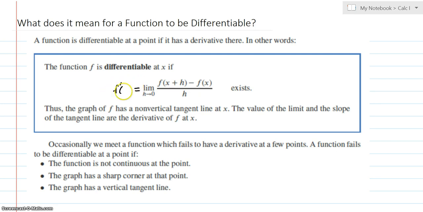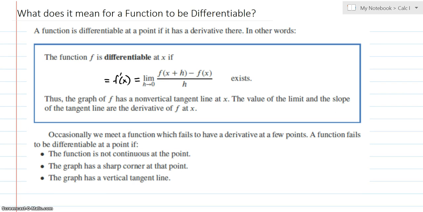Because, if you remember, that is the definition of our derivative. And since the value of the limit and the slope of the tangent line are both the derivative of f at x, so this is also the slope of the tangent line, what we're going to do is look at the slope of the tangent line.